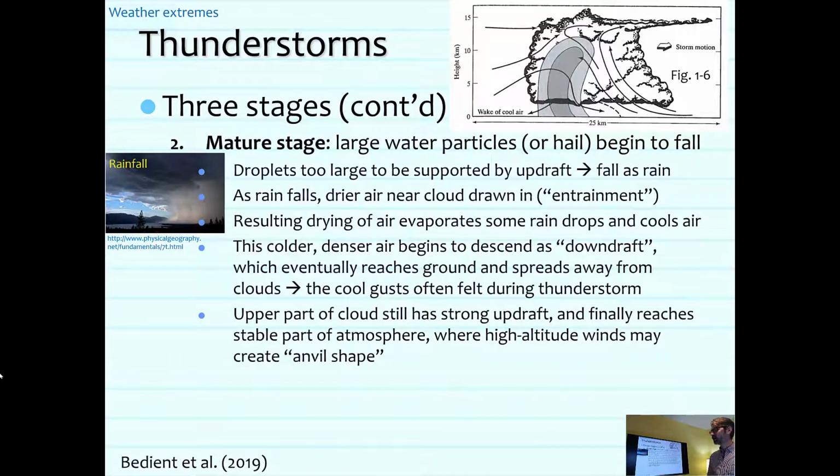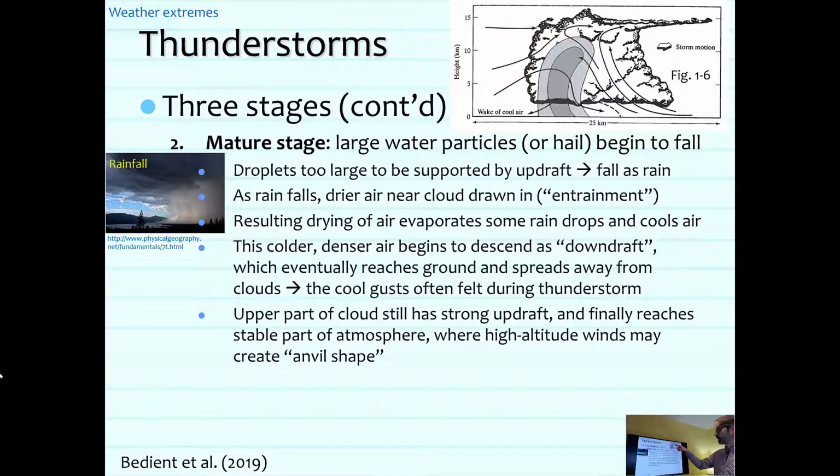This colder, denser air that begins to be created begins to descend as a downdraft, and you can see that in this figure here. Here's the entrainment process. It begins to descend as downdraft, which eventually reaches the ground and spreads away from the clouds. And these are the cold gusts that you'll often feel during a thunderstorm.